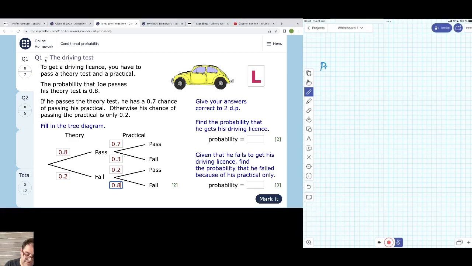Well, he'll get his driving license if he passes the theory and the practical. So probability pass both. Well, when two things have both got to happen, you're multiplying. So pass the theory, 0.8, times pass the practical, 0.7, and that comes to 0.56. So the probability that he gets his driving license is 0.56.